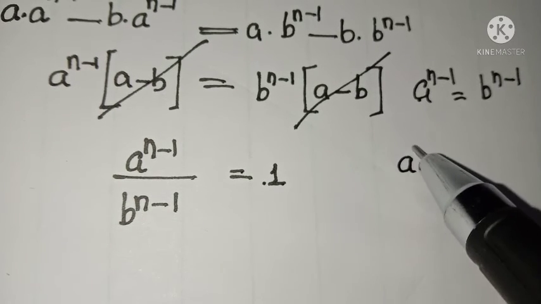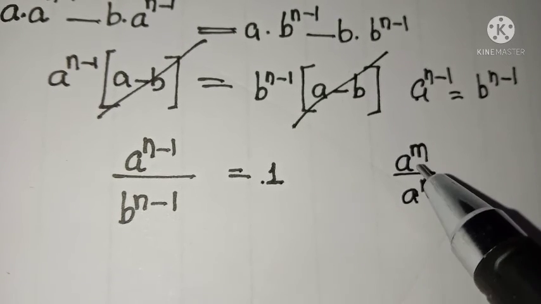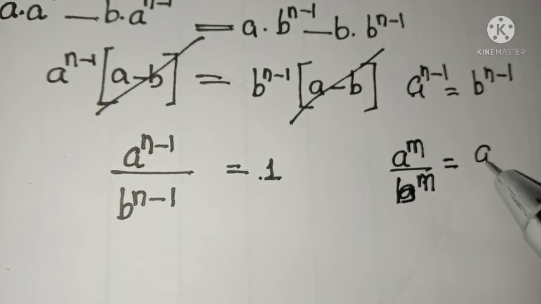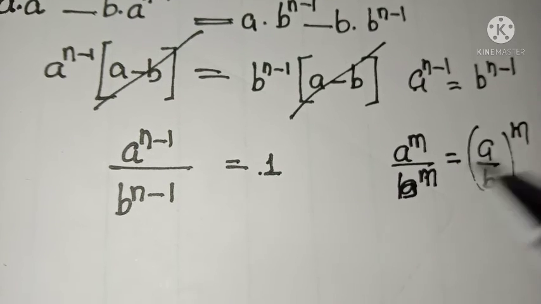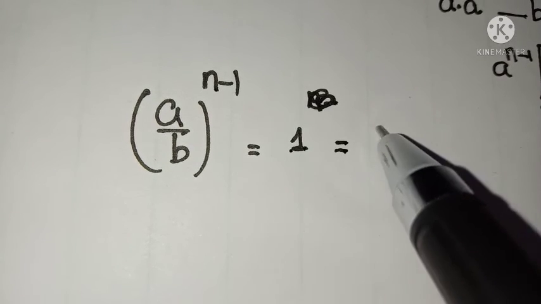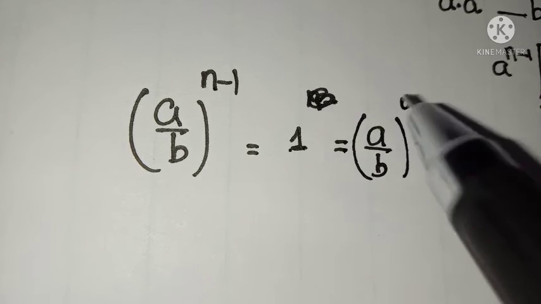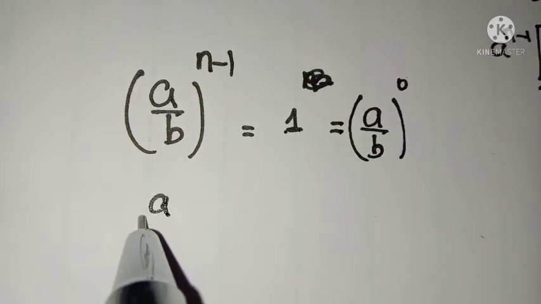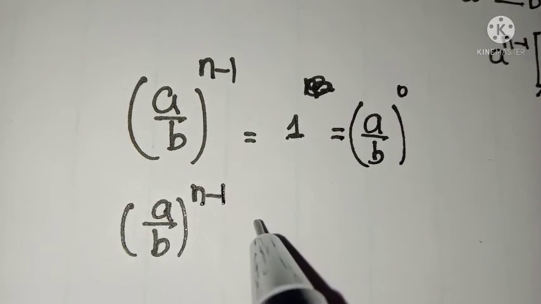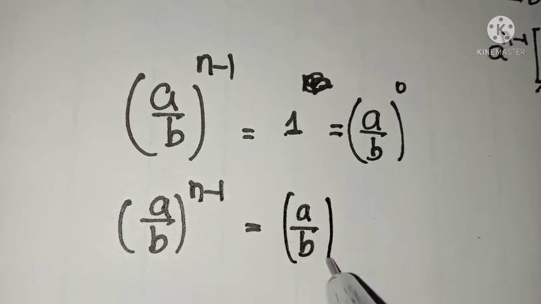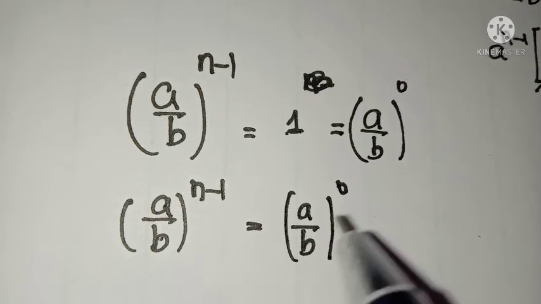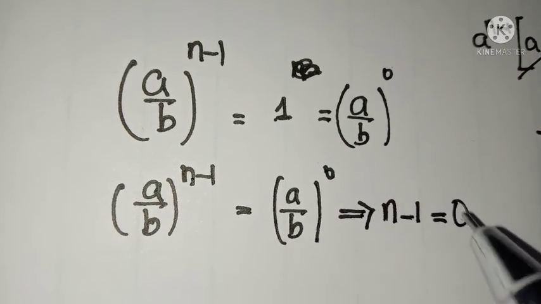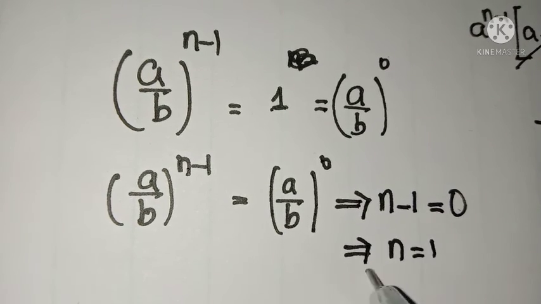Now this is another law of indices: a raised to m by b raised to m is a by b whole raised to m. Now listen, this 1 can be written as a by b the whole raised to 0, isn't it? 1 can be written as any expression with the power 0. So a by b raised to n minus 1 equal to a by b raised to 0. Here bases are same, so we can equate powers. n minus 1 equal to 0 implies n equal to 1.